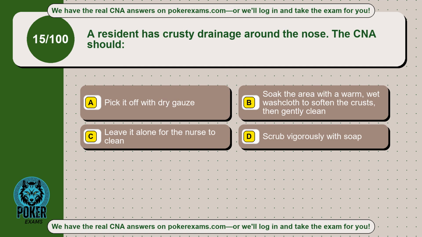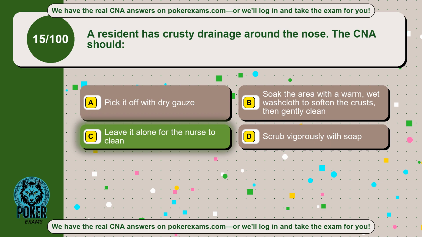Question 15. A resident has crusty drainage around the nose. The CNA should: Option A, pick it off with dry gauze. Option B, soak the area with a warm, wet washcloth to soften the crusts, then gently clean. Option C, leave it alone for the nurse to clean. Option D, scrub vigorously with soap.